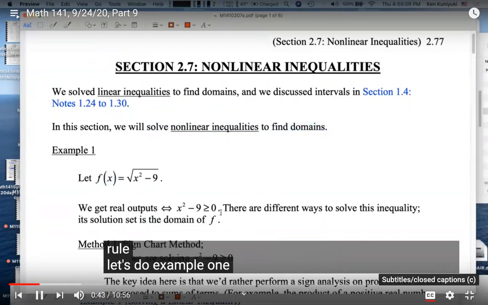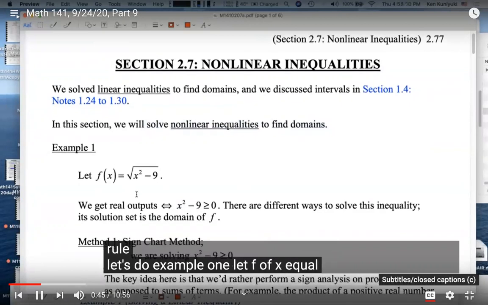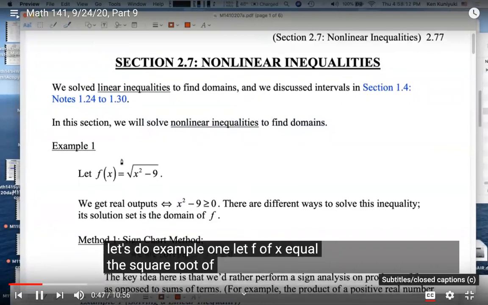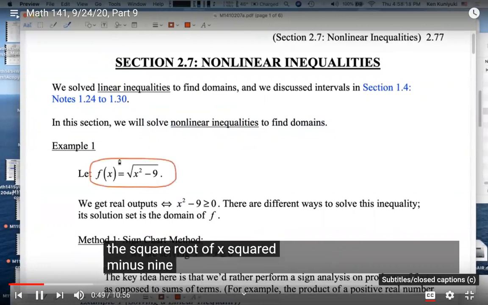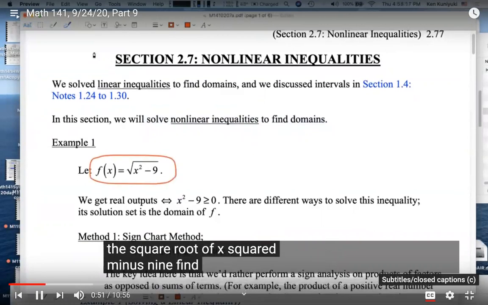Let's do example 1. Let f of x equal the square root of x squared minus 9. Find the domain of f.